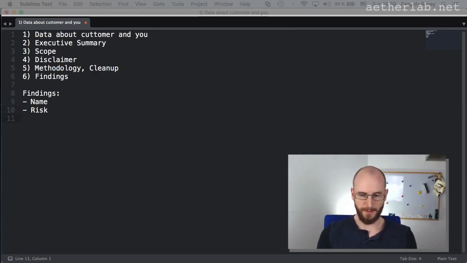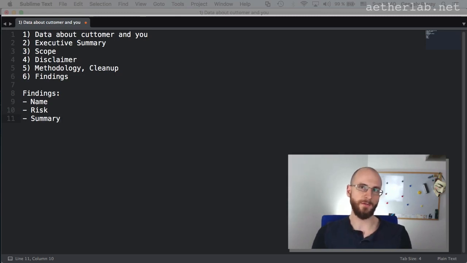The next one is a summary. As I said, there will be many people who are not going to read the whole report. They're just going to read the executive summary and maybe the summaries of each finding. The summary should summarize this finding in a few sentences, and it should tell what is the root cause of the problem and what's the impact of the vulnerability.